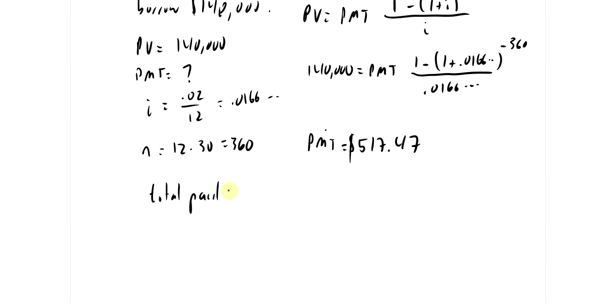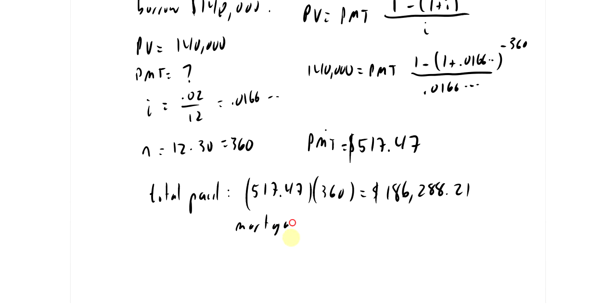So, how much is the total that they paid to repay the mortgage? Well, 517.47, that's how big each monthly payment was, times 360, that's how many payments they made. And so the total payments are $186,288.21. The mortgage was $140,000 that they borrowed. How much did they pay in interest? Well, the interest is this minus that. It's the total paid minus the mortgage. So it's $46,288.21.